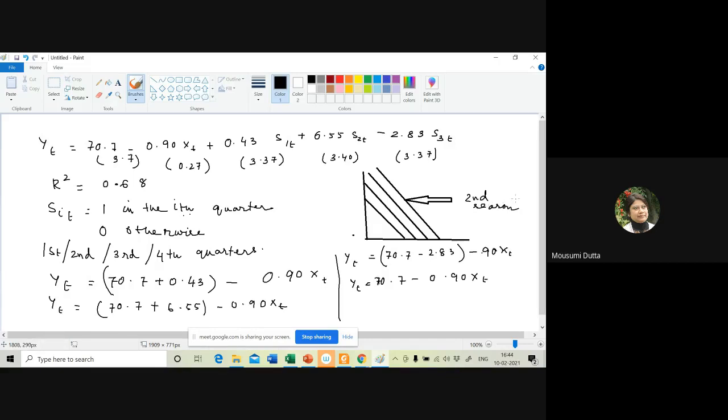Graph, and that is followed by the first season. So, this one is for the first, and this one is for the fourth, and the curve with the lowest intercept is for the third. Okay, so in this way we can generate a set of parallel lines using this kind of intercept dummies.